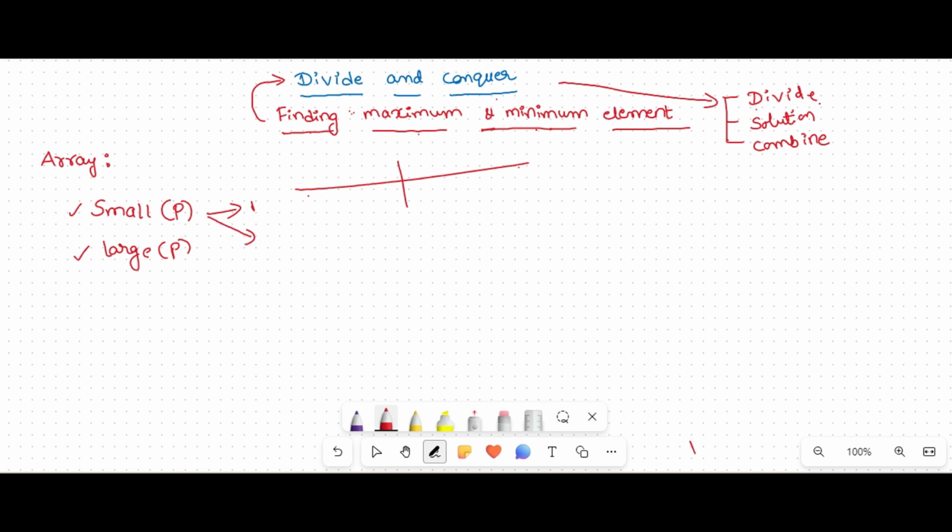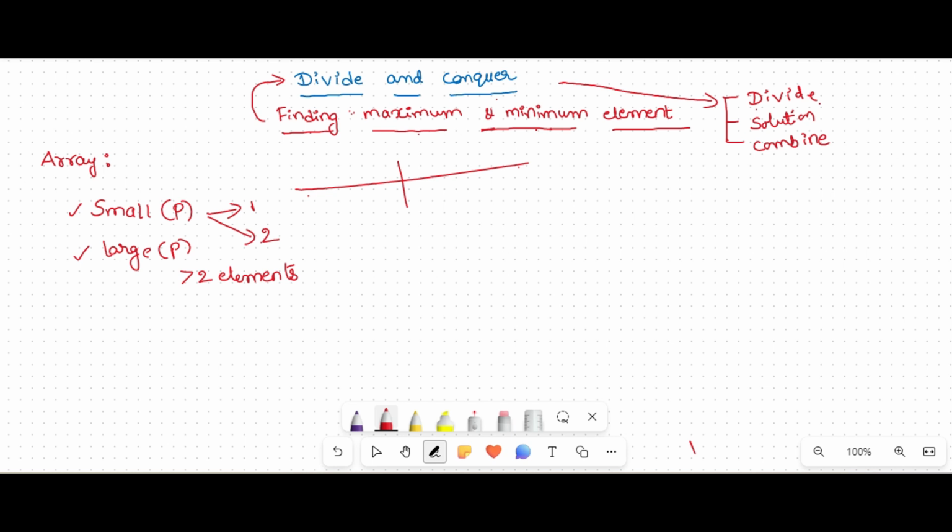Suppose your array consists of two elements, then compare these two elements. If the first element is less than the second element, then the first element is the minimum element and the second element is the maximum element. So these two are called small problems. Otherwise, if the array consists of more than two elements, that is greater than two elements, then we consider it a large problem and we have to divide that problem into subproblems.